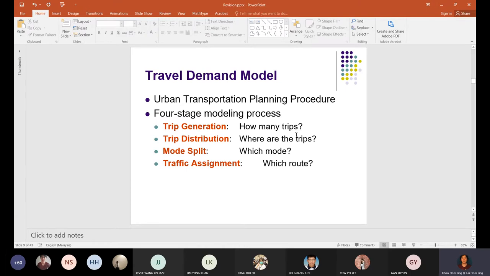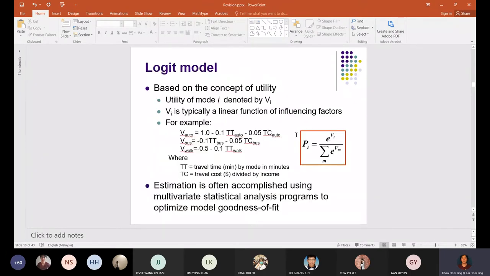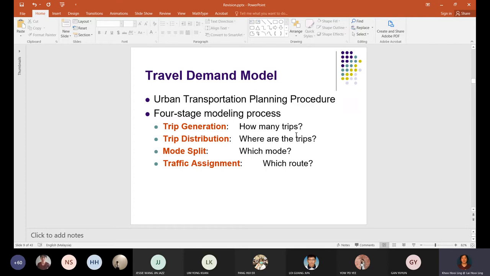Okay, so we have four steps here. Trip generation indicates how many trips are generated. Trip distribution, where are the trips going and coming from? Mode split, what modes do they use? Bus, LRT, MRT, BRT, or they use a vehicle. So in our lecture here, we only focus on vehicles, right? So we wanted to take away those not belonging to vehicle. And lastly is traffic assignment, which road they are using. So trip generation, trip distribution, trip assignment.